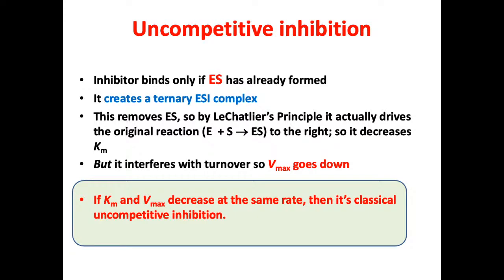So this removes ES by Le Chatelier's principle. It actually drives the original reaction, E plus S gives rise to ES, to the right. So it decreases Km. But it interferes with the turnover, so Vmax goes down. If Km and Vmax decrease at the same time, then it's classically uncompetitive inhibition.